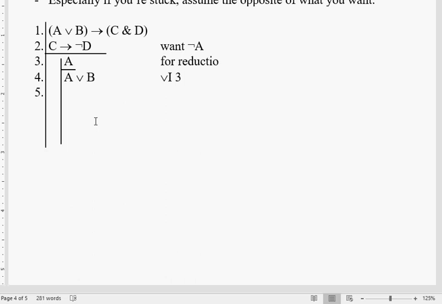Why did I add or B to my line 3A? Well, now line 4 is the if part, the antecedent of line 1. So 1 and 4 have arrow elimination form, and I can conclude C and D. So arrow elimination, 1, comma, 4. Does that look right?